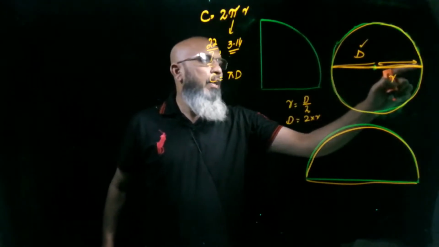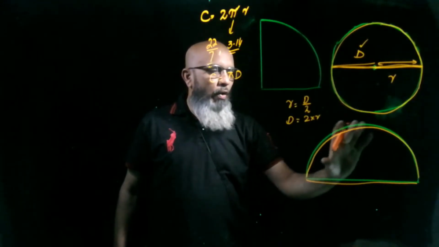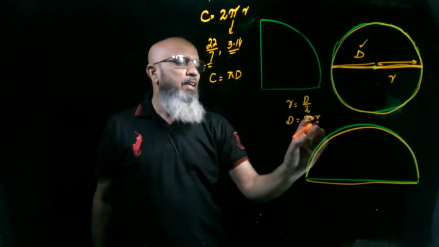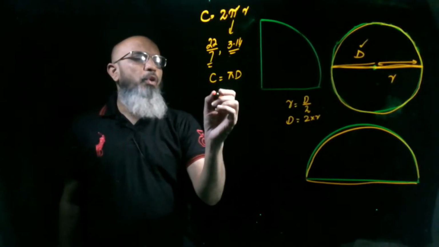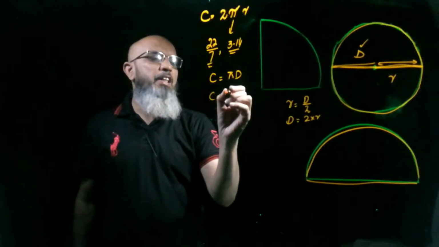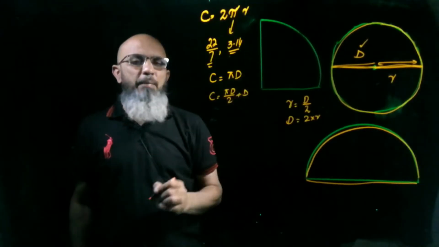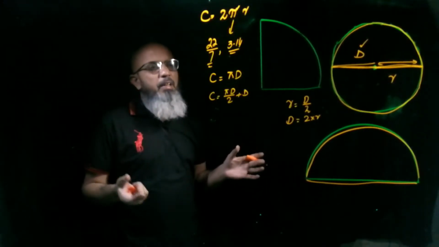Look here, that is a diameter. So how can you find the perimeter of this semicircle? If the diameter is given to you, the perimeter of a semicircle is simply pi d divided by 2 plus the diameter. So that is your formula. In this way you can calculate the perimeter.